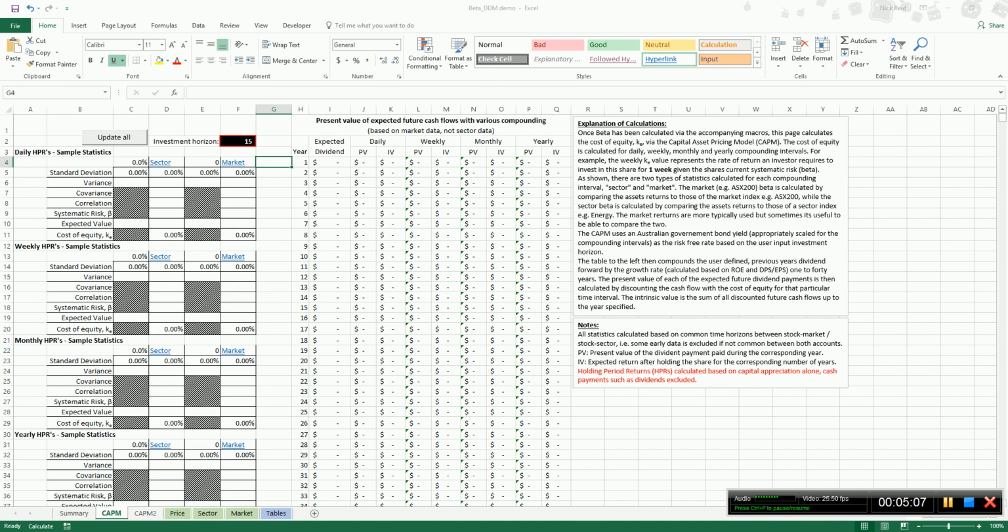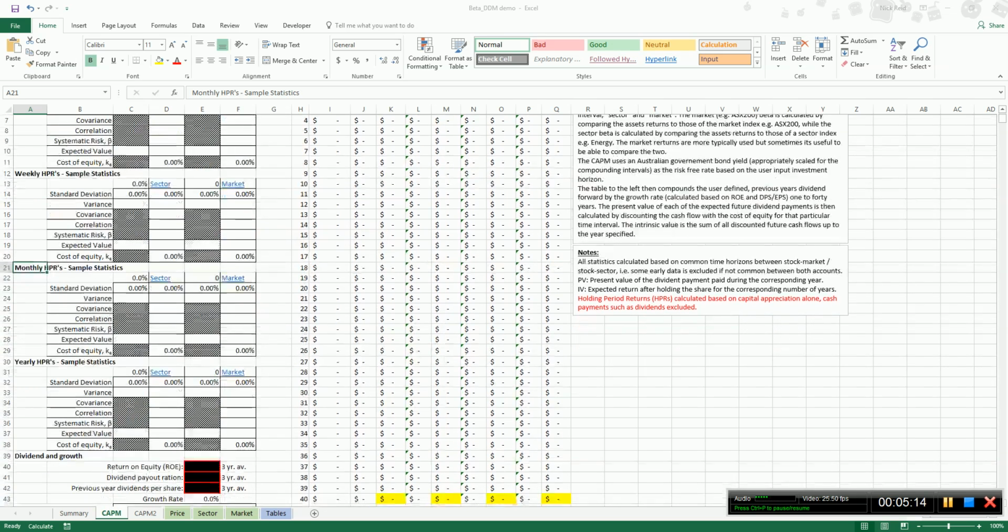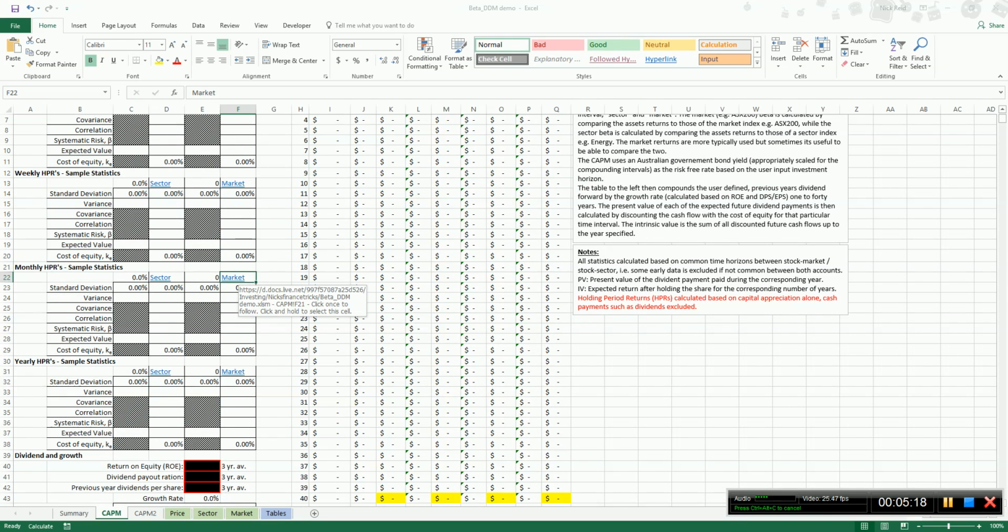Okay, now we're going to download some monthly holding period return statistics. So we'll start here with the ASX 200. So that's just going to perform a few calculations. We'll have a look at those calculations when we check out the VBA code shortly. But this is a little bit slower than normal because I'm running the screen capture, but it should be faster on your machine.